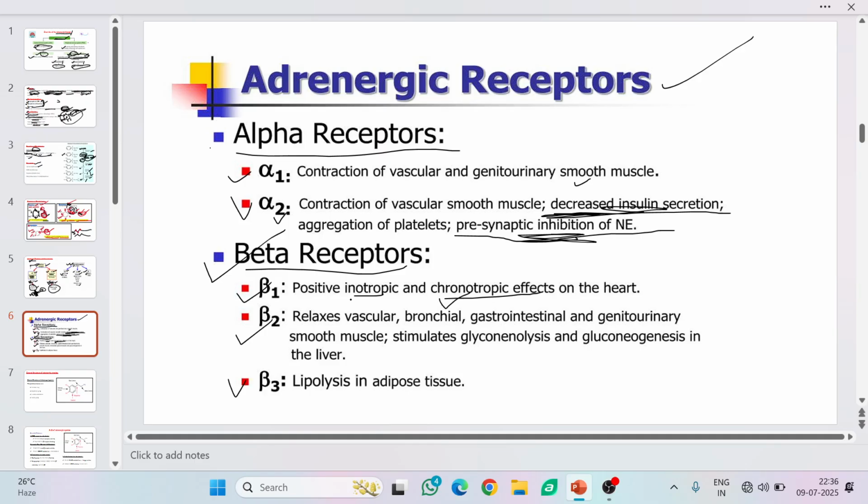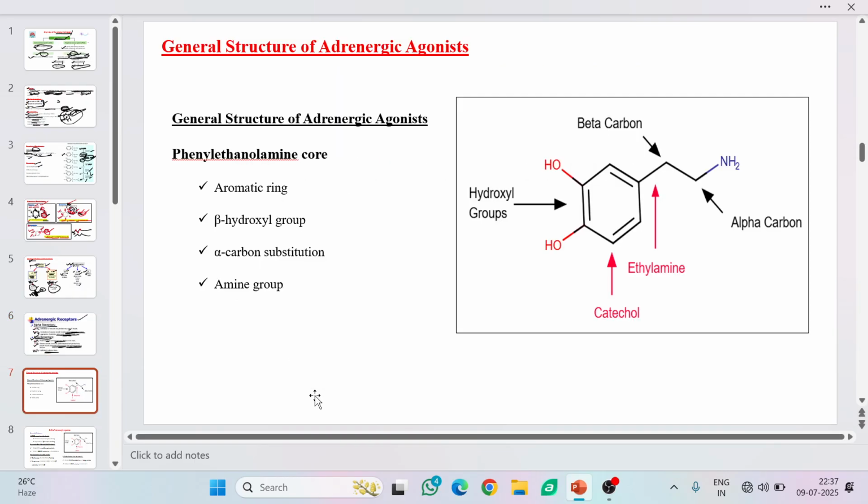Now beta 2. Beta 2 again has a stimulatory function. It stimulates glycogenolysis and gluconeogenesis. Glycogenolysis means breakdown of glycogen and gluconeogenesis means production of glucose, in the liver. Then beta 3: lipolysis in adipose tissue. So these are the basic functions. Lipolysis means breakdown of fats.